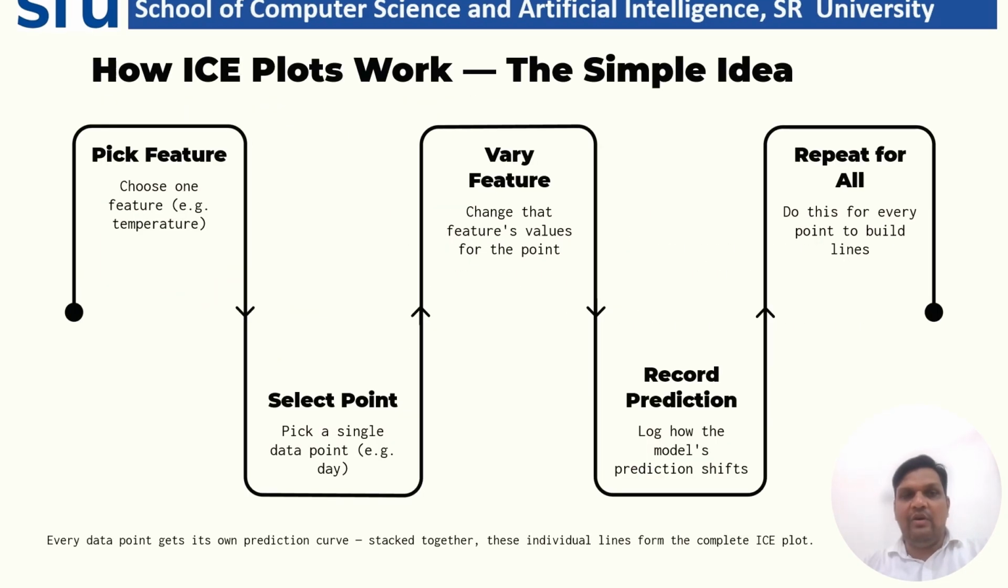How an ICE plot works. The simple idea. Pick a feature: choose one feature, for example temperature. Select a point: pick a single data point, for example a day. Vary the feature: change that feature's value for the point. Record predictions: log how the model's predictions shift. Repeat for all: do this for every point to build lines.